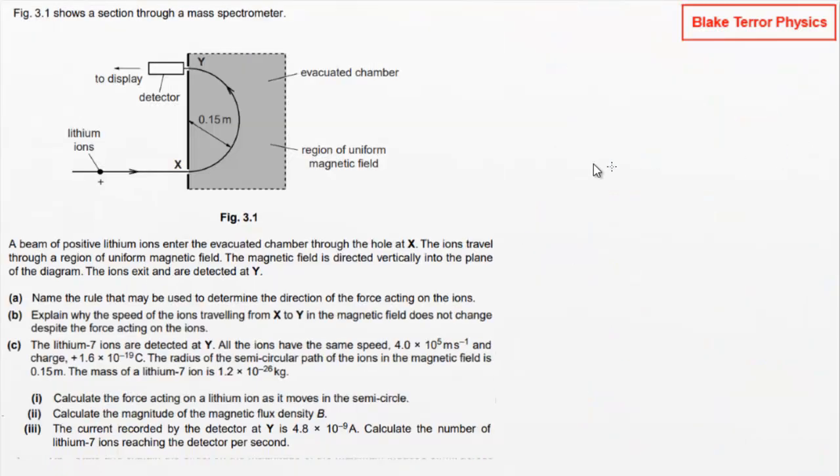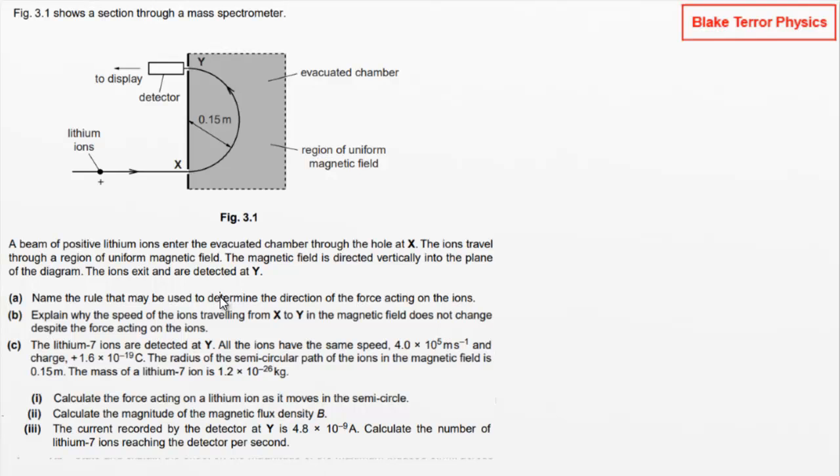I think I'll just do the 2 in this one because these are quite long questions, it seems. Figure 3.1 shows a section through a mass spectrometer. A beam of positive lithium ions enter the evacuated chamber through a hole at X. Okay, so they're coming in at the bottom. They travel through a uniform magnetic field, which is directed vertically into the plane of the diagram, so it's going into the screen, I think is what they mean. The ions exit and are detected at Y.